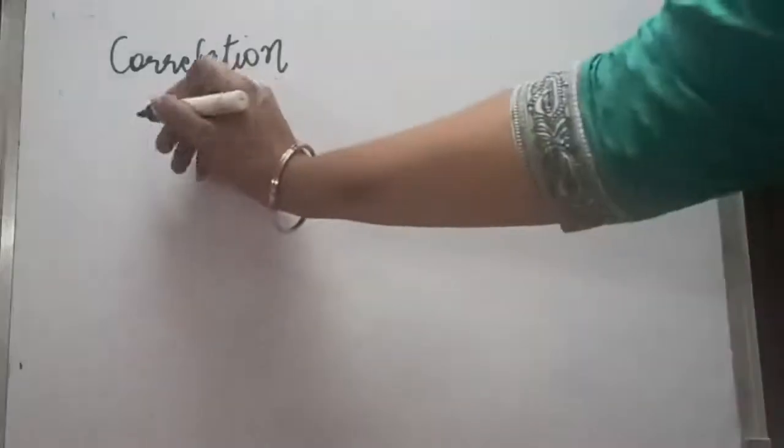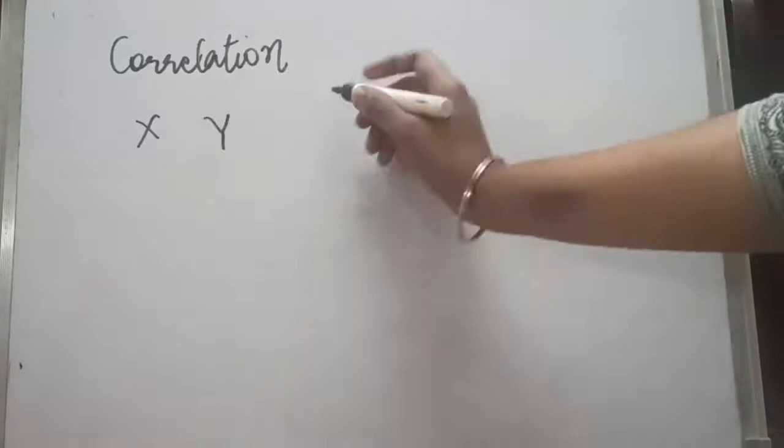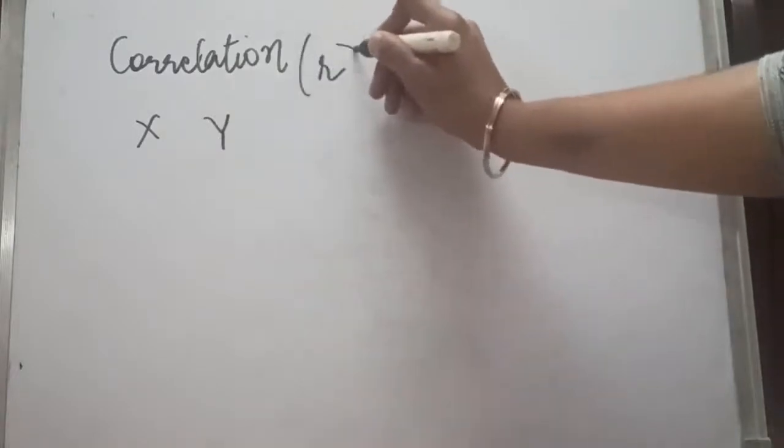The term correlation refers to the relationship between two variables, how the two variables are related to each other. For example, we have a variable x and variable y. How much is the relationship between these two variables? It can be measured with the help of correlation. Correlation coefficient is denoted with small r. So wherever you see small r, it stands for correlation.